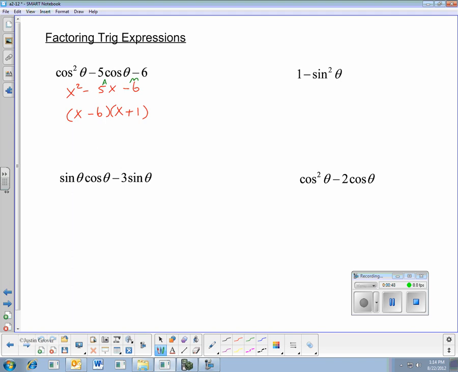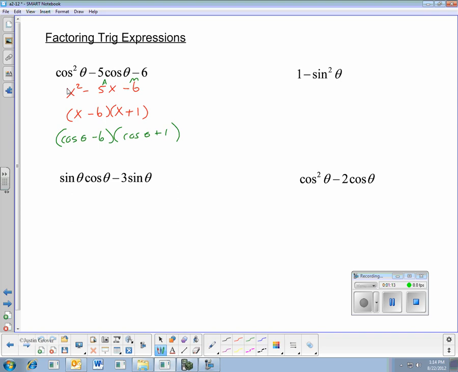And so at this point, now that it's factored, I'm just going to convert those x's back into cosine theta minus 6 and cosine theta plus 1. Once you get pretty good at this and are able to recognize what's happening, you don't even really need to convert to x and back and forth. But let's stick with this method for now.